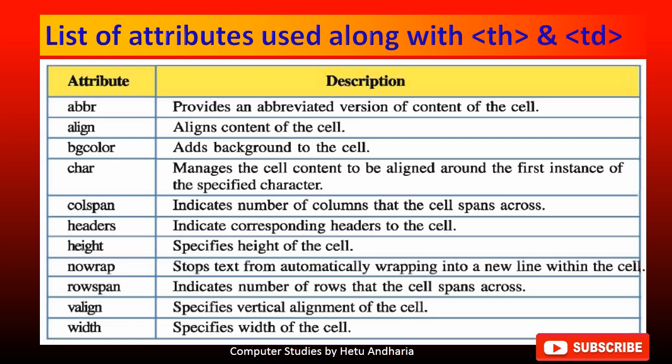Then rowspan indicates the number of rows that the cell spans across. That is, here you can merge different rows. Then valign specifies the vertical alignment of the cell. Width specifies the width of the cell.